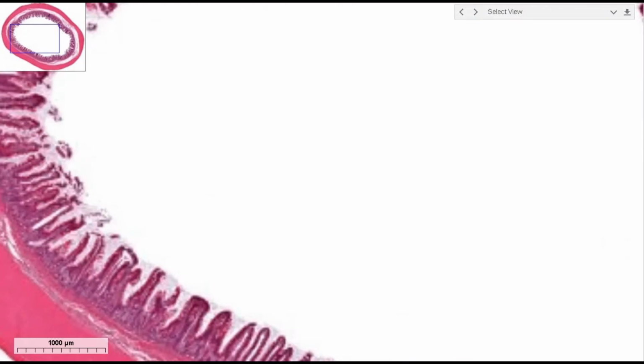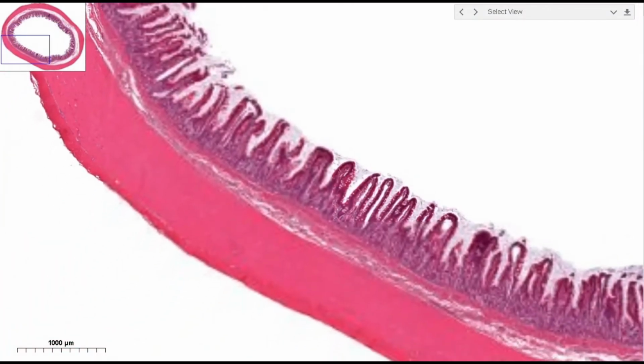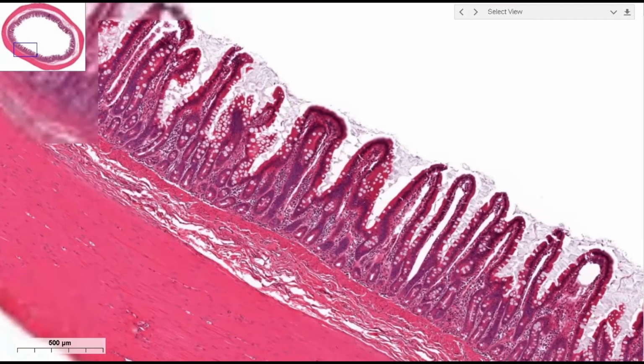This is what the villi look like in an actual slide under the microscope. This is a slide of the ileum.